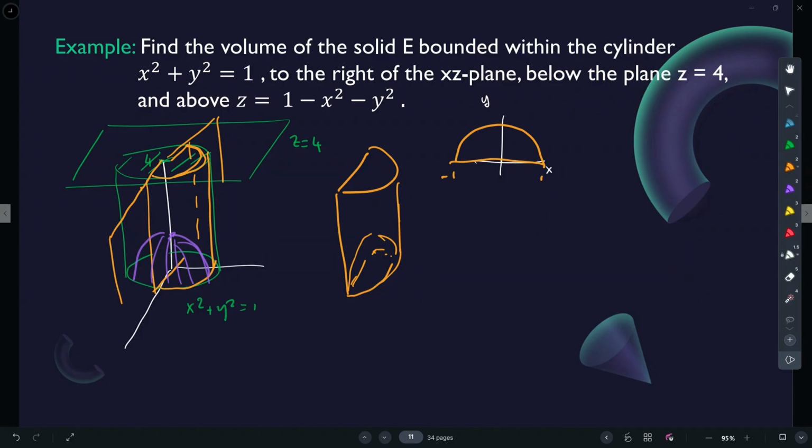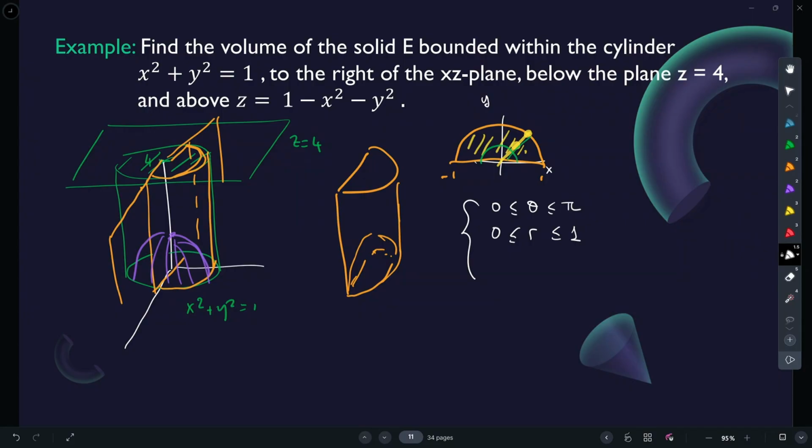So that alone tells me that this is the base, the projection in the xy plane, and that if I'm somewhere here, the angle cannot go beyond pi, and the radius cannot go beyond 1. So the angle is going to be between 0 and pi. And that comes about because we're to the right of the xz plane. And because we're inside that cylinder, the radius has to be at most 1.